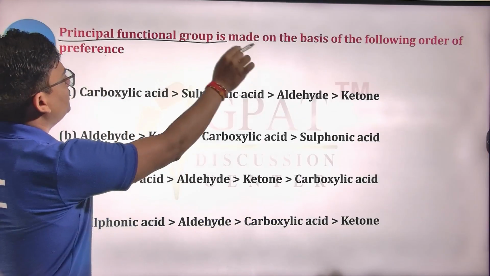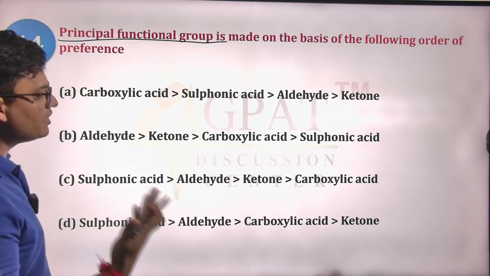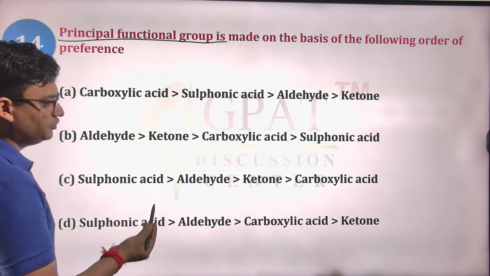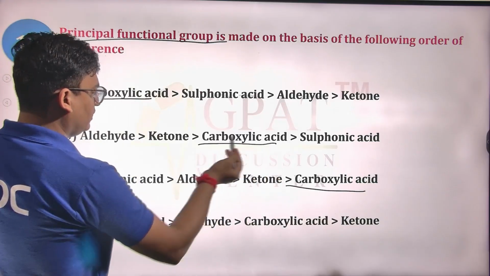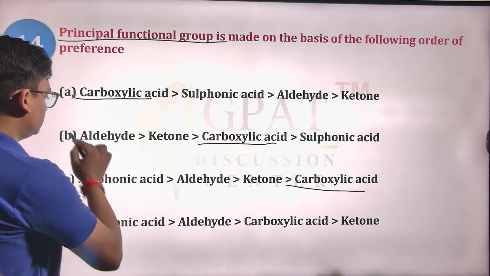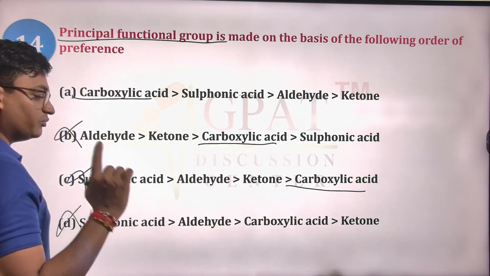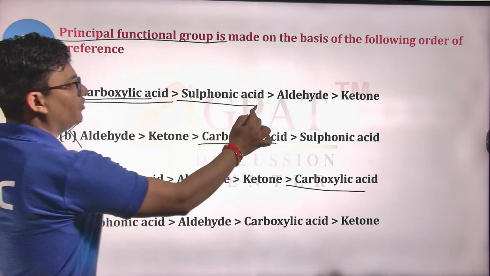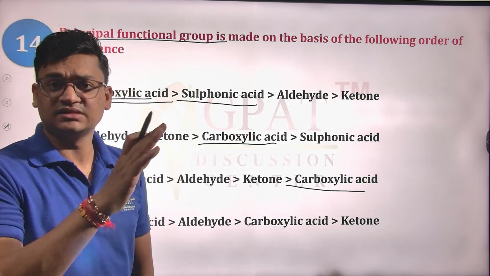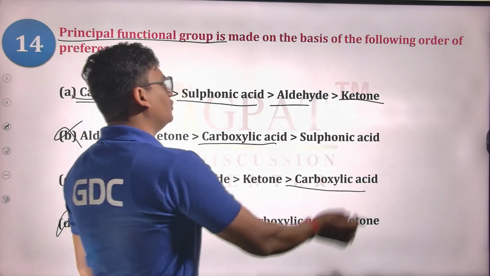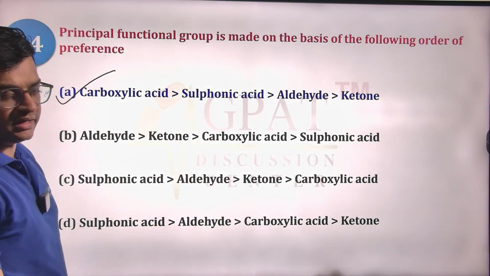Principal functional group is chosen on the basis of the following order. Here again we are having just a priority sequence order. Always we give priority to the carboxylic. Here the carboxylic is at the least position. Carboxylic is having higher priority than aldehyde and ketones, so this is wrong. Sulfonic, aldehyde, carboxylic, then ketone is also wrong. The priority order is carboxylic, sulfonic, then anhydride, ester, acid halide, amide, cyanide, isocyanide, then aldehyde and ketones. So the right answer is A. In the given 4 options, the correct answer is option A.